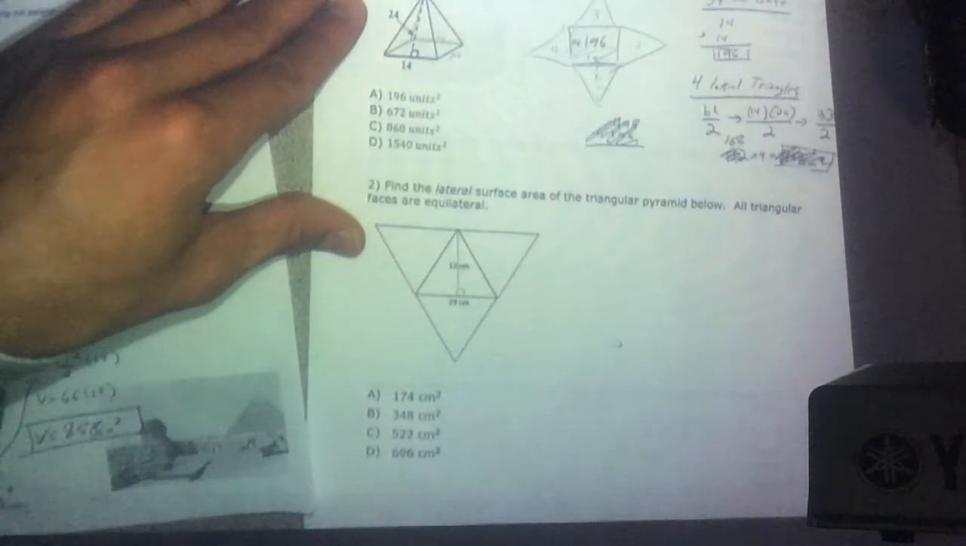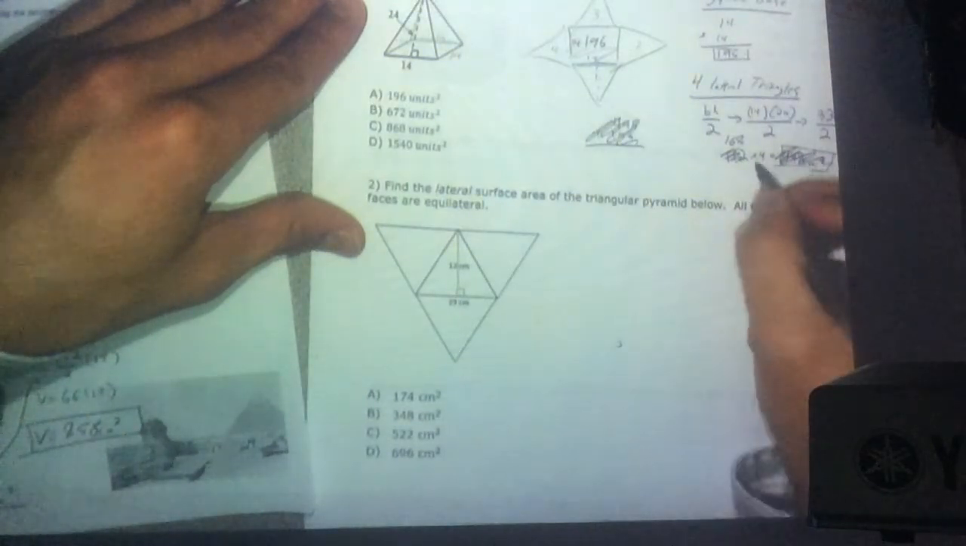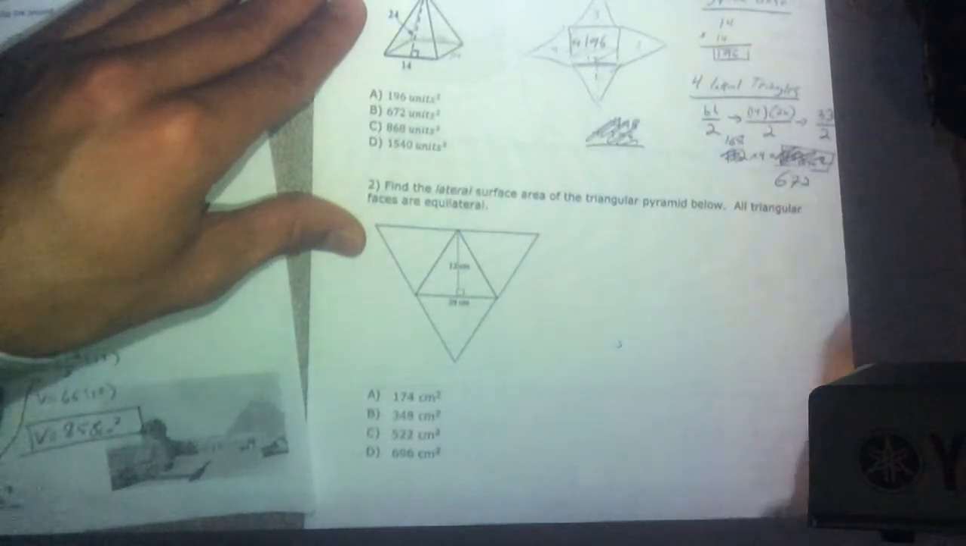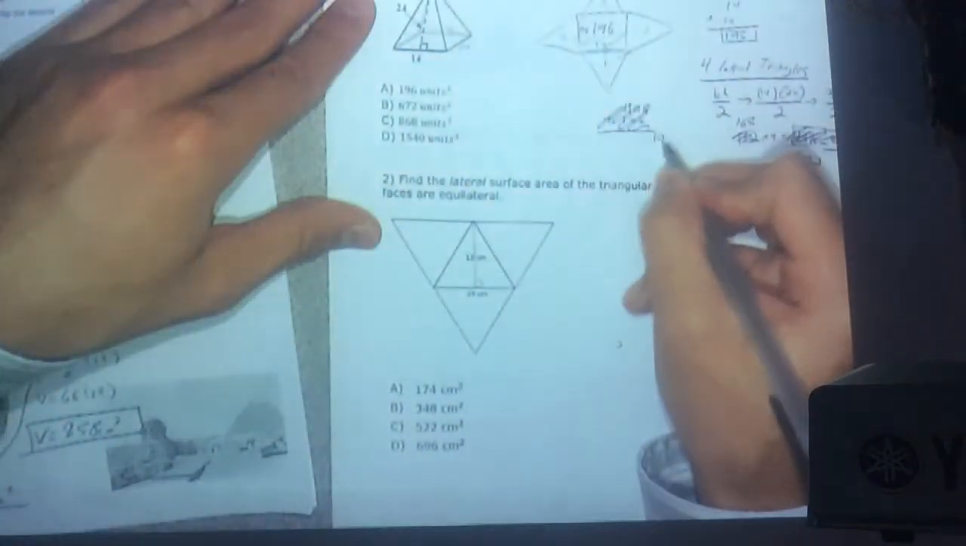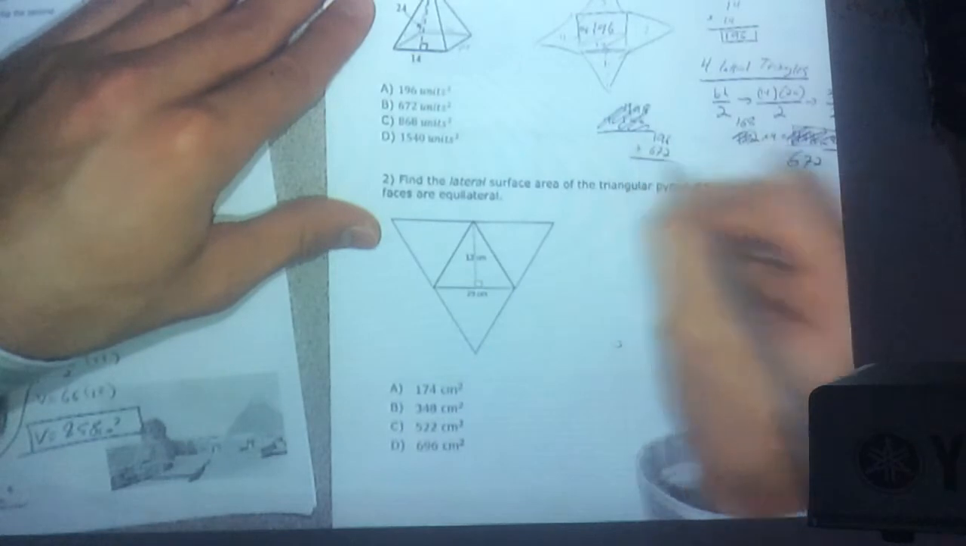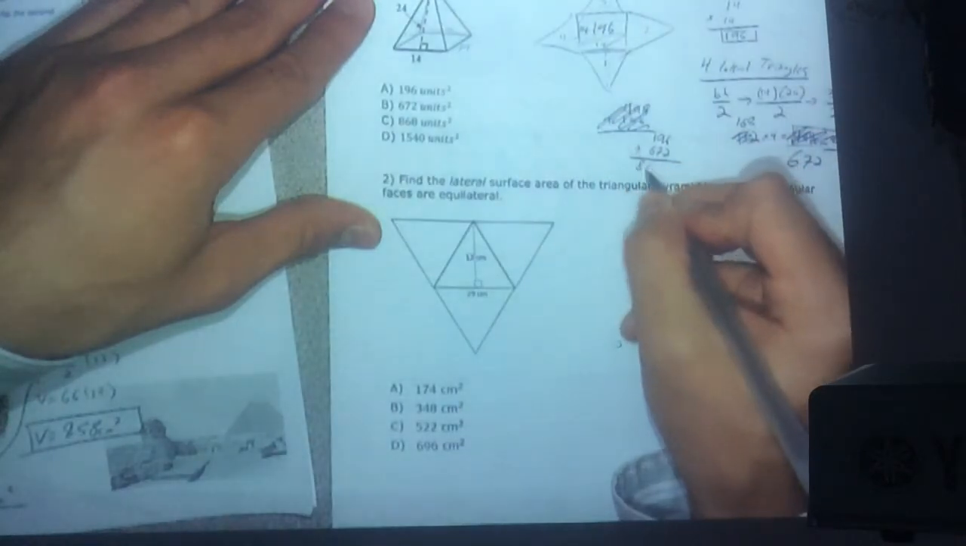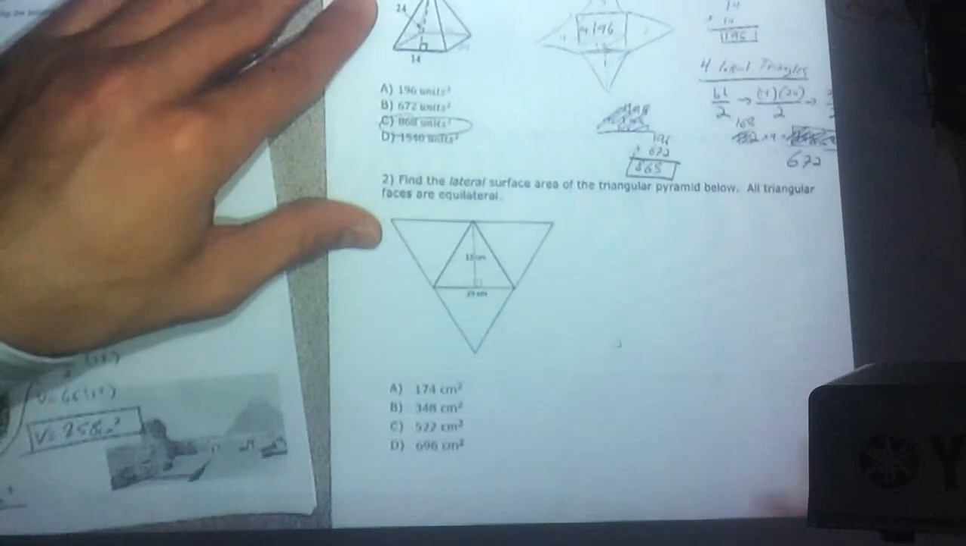So then 168 times 4, okay, 672. 168 times 4 is 672. Now I add 196 to 672, and that's going to be 868. So it's going to be C.